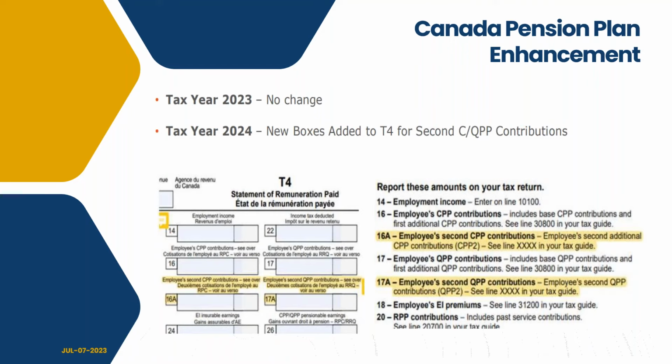So depending on the system that you use for payroll, you would probably receive these enhancements in your payroll tax tables that will be released for January, so that you can file your 2023 T4s as normal, as well as going forward any T4s for 2024.